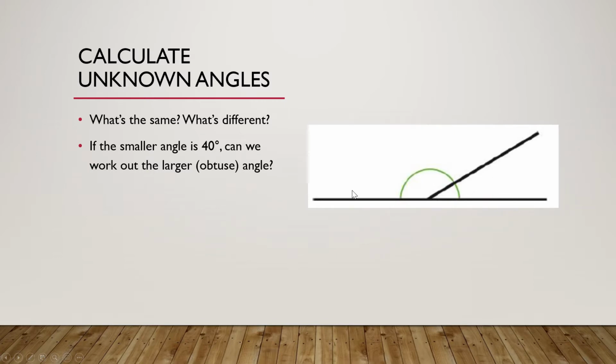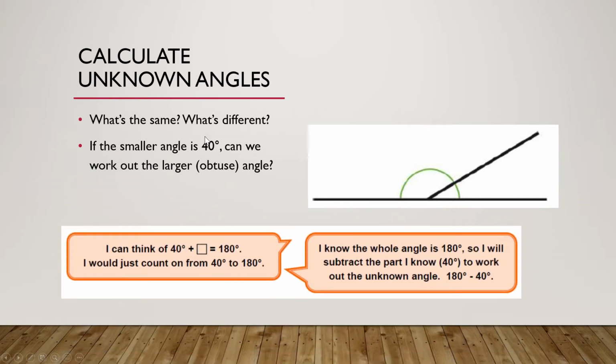plus what is 180, or, like we do with missing number problems, do it the other way and say 180, take away this 40, leaves us with what? Depending on which way you want to do it, 40 plus something is 180, count on from 40 to 180. I don't want to do that in ones though, maybe in tens. But if I do it the other way, 180 take away 40, that's 140. So this is 140 degrees, and that is an obtuse angle.